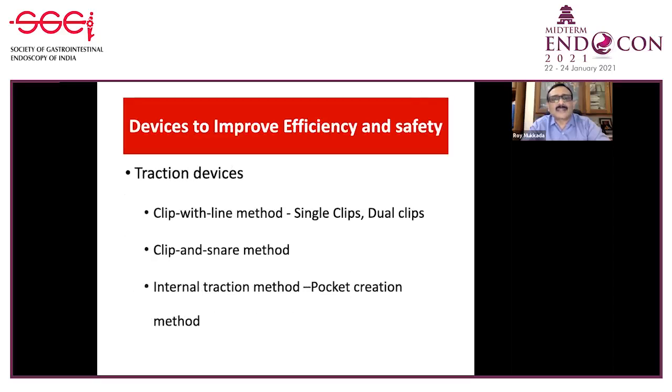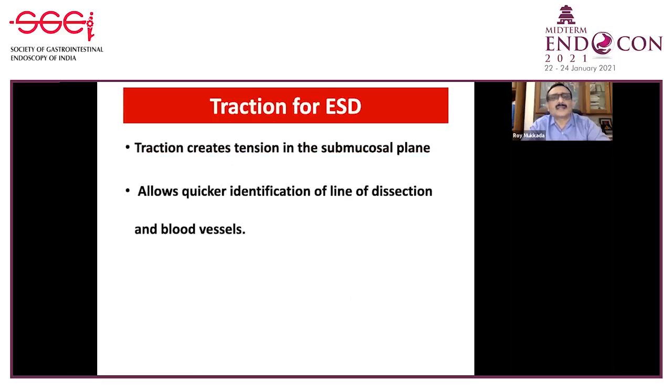Just a word about traction devices. This is the clip with line method, and there are so many traction methods. The traction creates tension on the submucosal plane that allows quicker identification of the line of dissection and blood vessels.